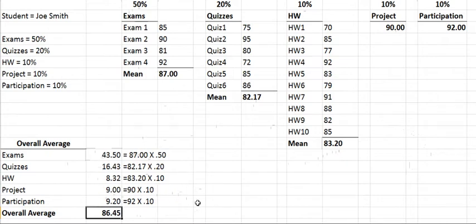So once again, the process is simple. Find the mean for each subcategory, for example, exams or quizzes. Take that mean, multiply it by the weight of the category, and then simply add all of those up at the end.